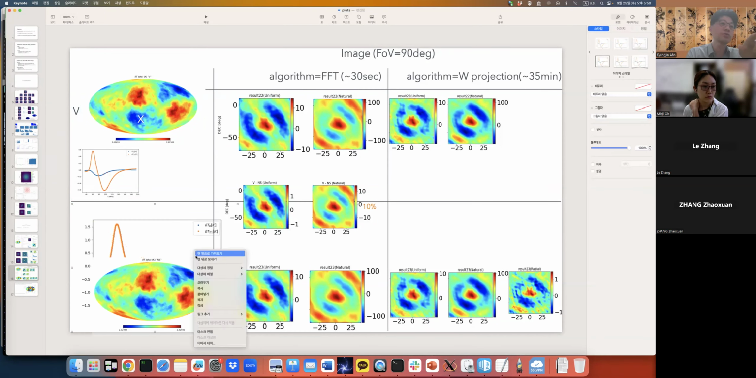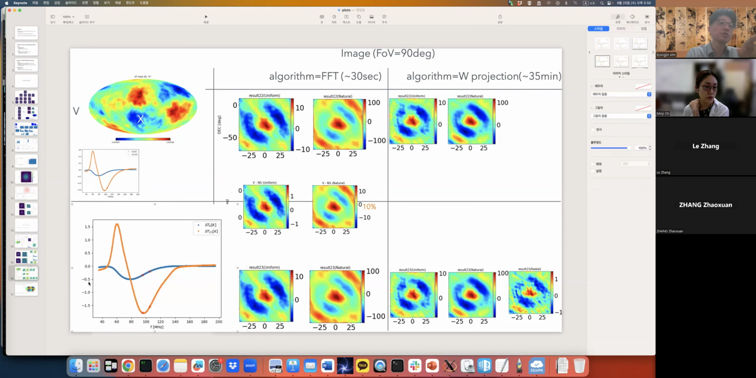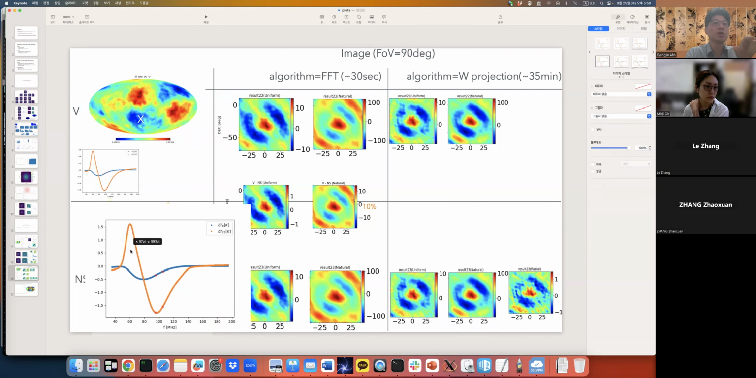Yeah, if you look at the blue line. Yeah, so just the scale is different. So that's what we call non-standard, or EDGES-like.